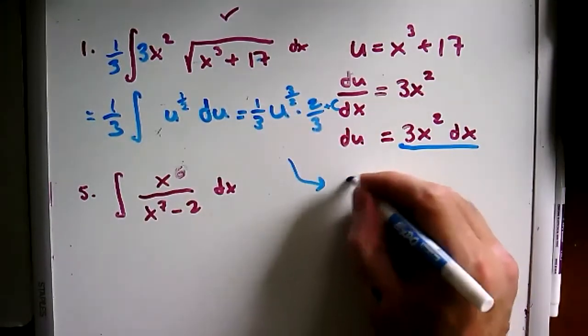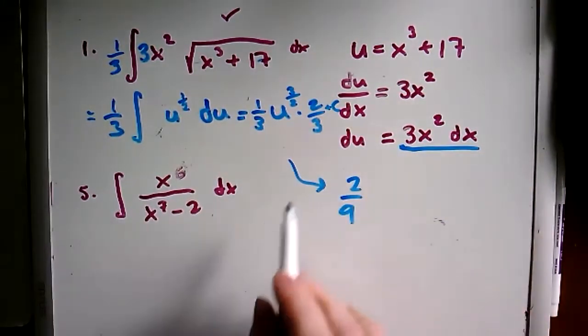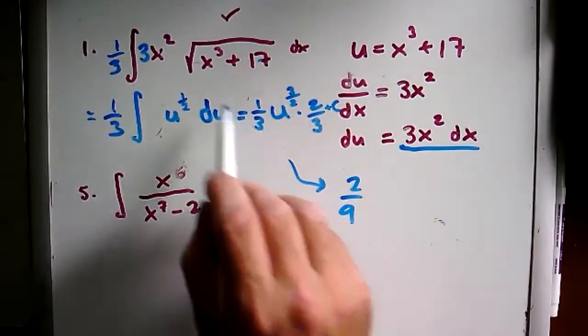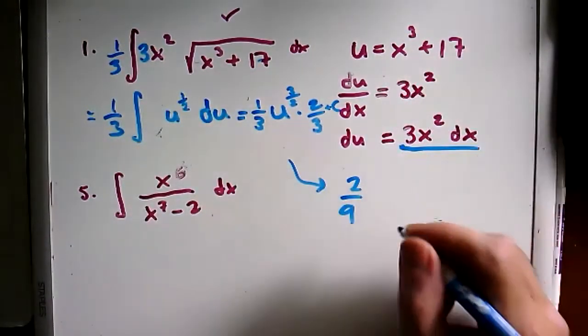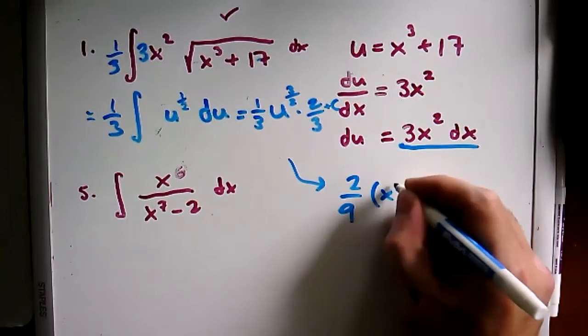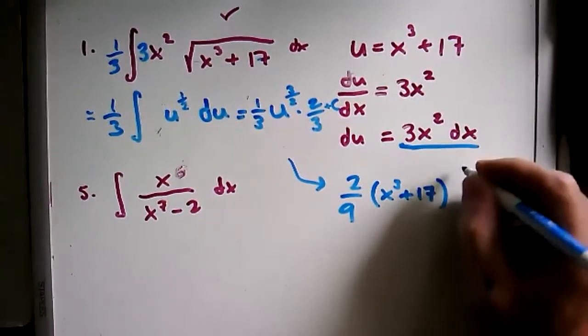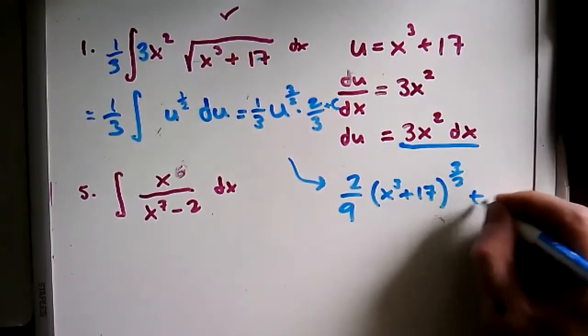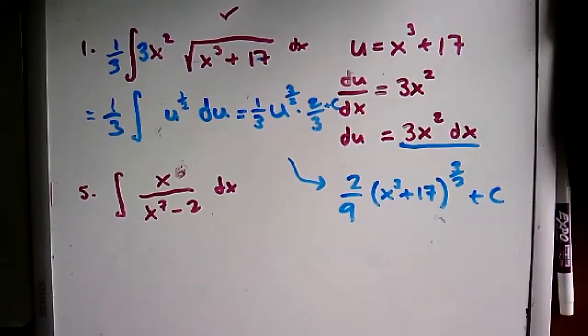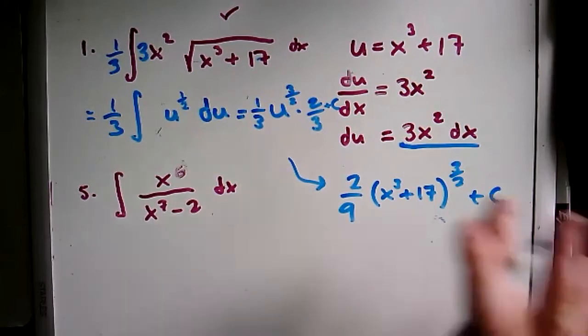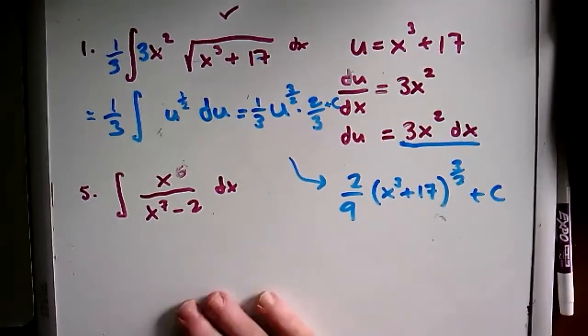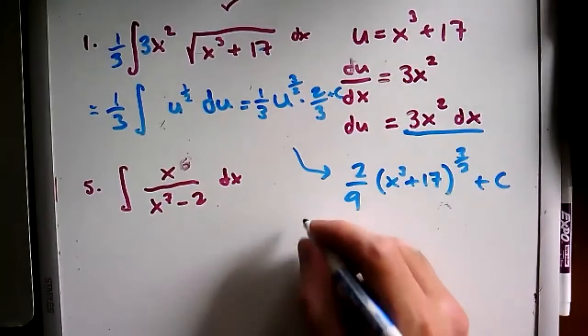2/3 times 1/3 is 2/9. And then u is x cubed plus 17. So the answer is 2/9 times x cubed plus 17 to the 3/2 power plus c. And just because this is the first problem that we've done that's a little bit more complicated than just a basic problem, I'm actually going to check my answer now.